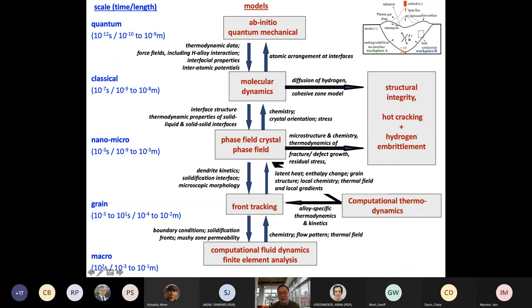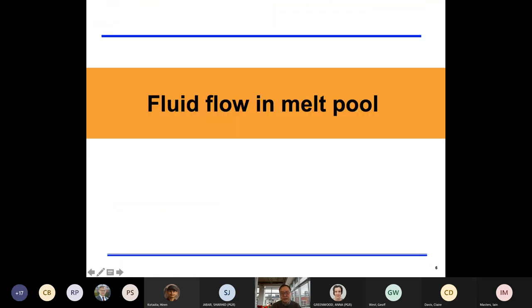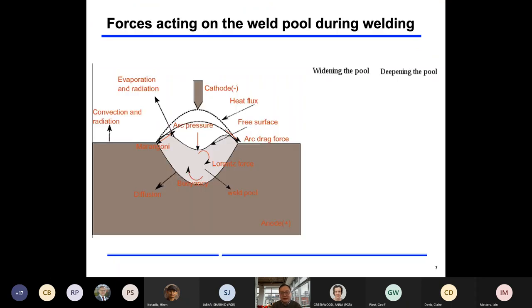So this is the overall structure, and it's four years of work. Today, I will focus on two things. First, we try to identify the internal flow within arc welding, and then look into solidification, those two phenomena. So the first part will be fluid flow in the metal pool, right?